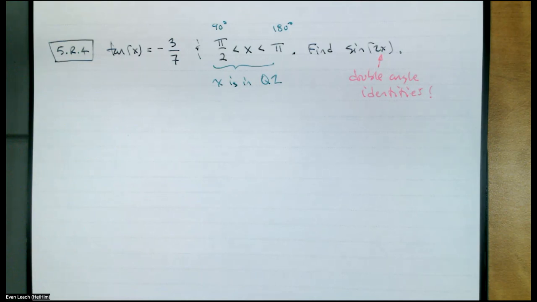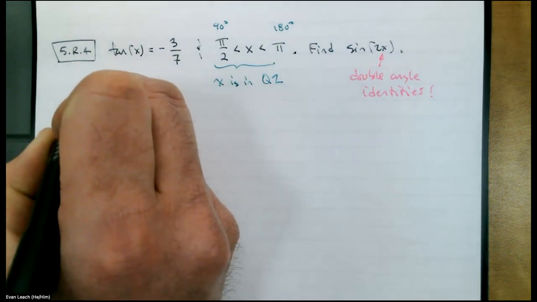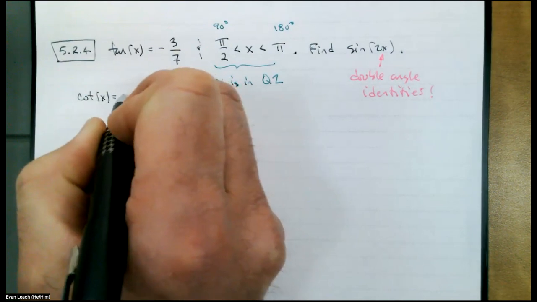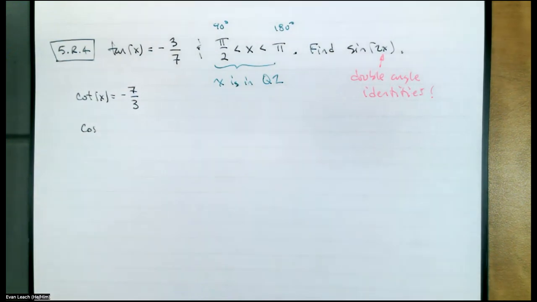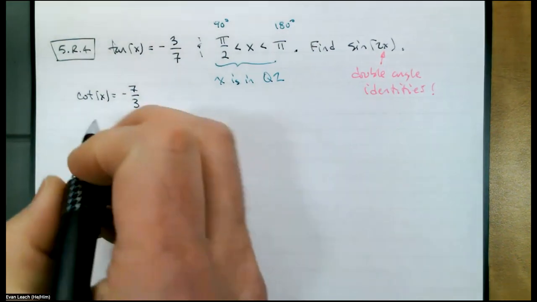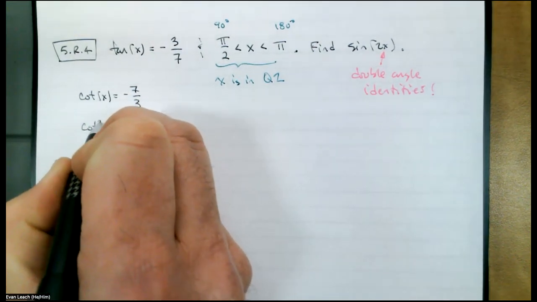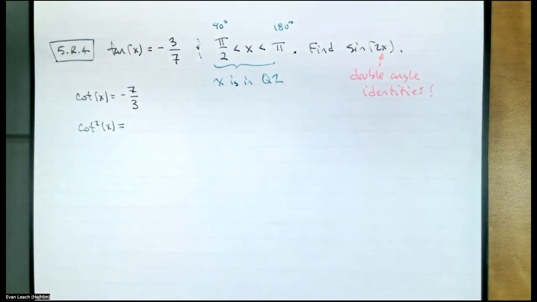So tangent squared is secant squared plus 1. Or wait, no, tangent squared is secant squared minus 1. Right? Oh, cotangent squared. Yeah, we could flip it over. So cotangent of x is negative 7/3. And cotangent squared, oops. So what's the Pythagorean identity involving cotangent? Do we know that one offhand?